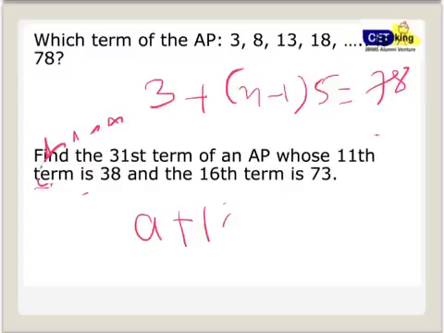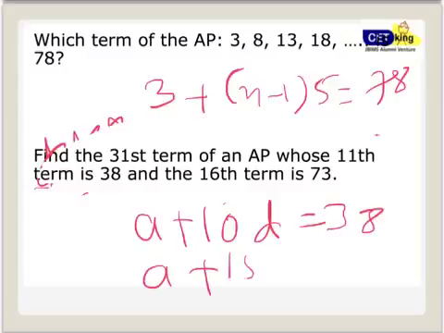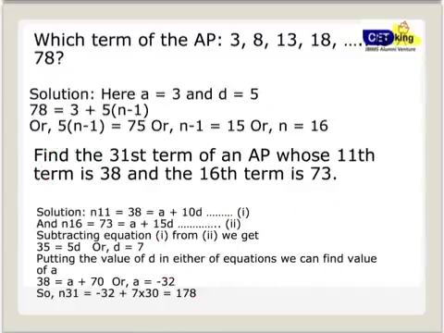A plus 11 term, A plus 10D is 38. 16 term, A plus 15D is 73. Two equations will come, I can solve my answer. Fine. Any problem with this thing? Okay, calculation part I am leaving on to you. Fine. So if you do your calculation, answer will come out to be 170.